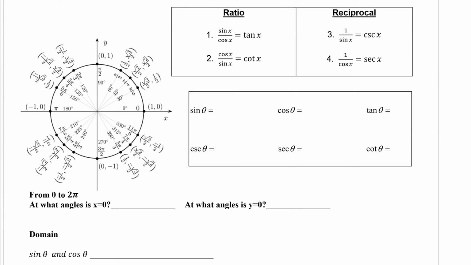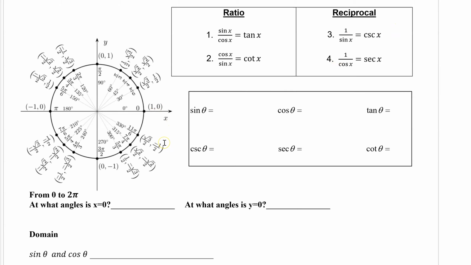This video is about domain and range of our trig functions. So let's start with a little review. We have our ratio identities, that's sine over cosine is tangent and cosine over sine is cotangent. And our reciprocal, where 1 over sine is cosecant, 1 over cosine is secant. And then also 1 over tangent is cotangent. And we're going to be using these to figure out issues with our trig function.